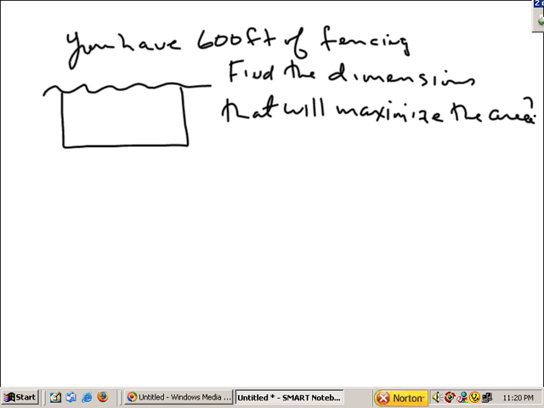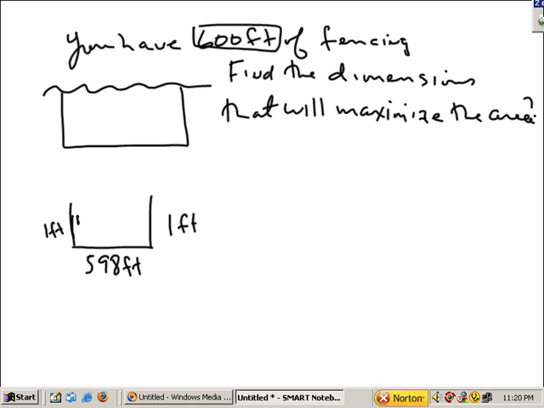Now suppose you have limited funds and all you can afford is 600 feet of fencing. But you have all the land that you could ever need to put up the fence. Now, for example, if you put 1 foot here and 1 foot there, so you used up 2 feet. And here, you put the other 598 feet. Well, the area is 1 by 598. It's 598 square feet.